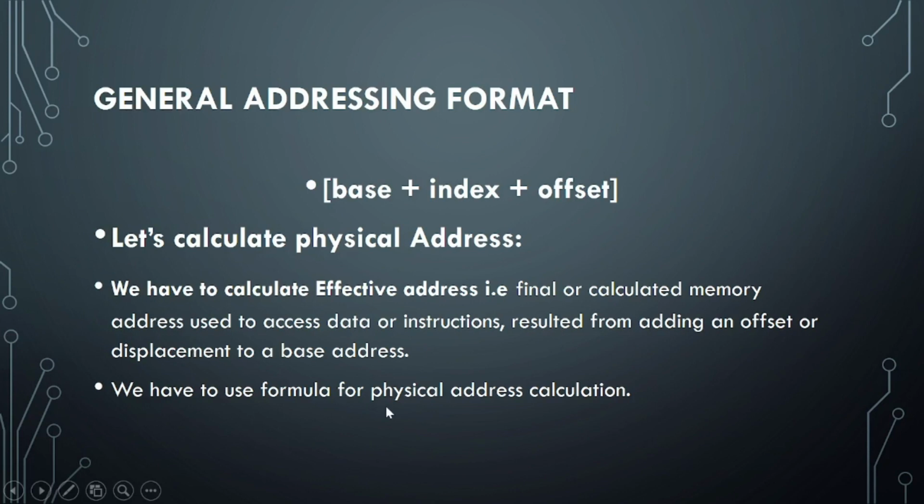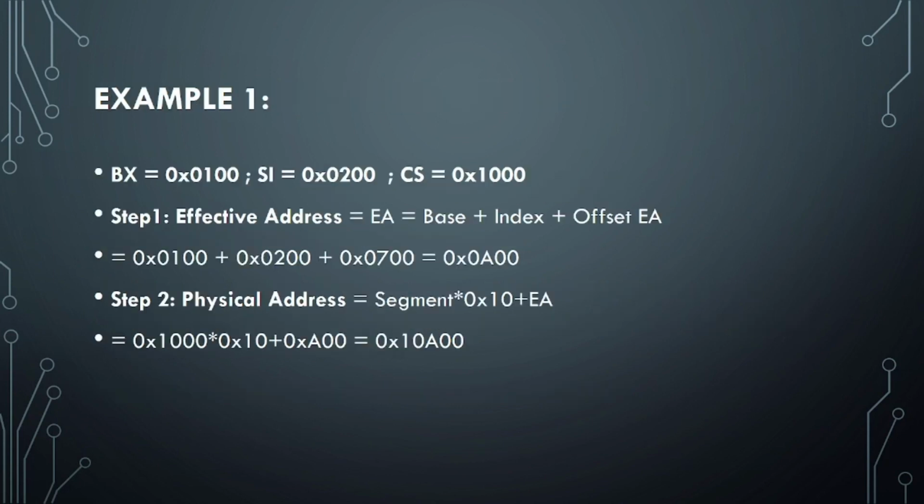Then we have to use the formula for physical address calculation. Let's understand these steps with the help of an example. In example 1, we are given the base address, that is 0x0100. Then we have the source index, which is 0x0200. Then we have the code segment whose value is 0x1000.